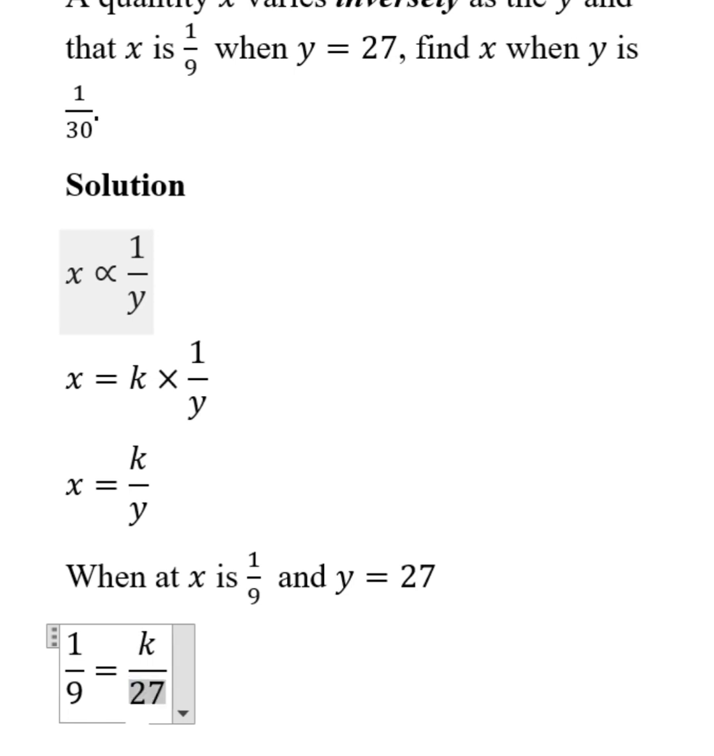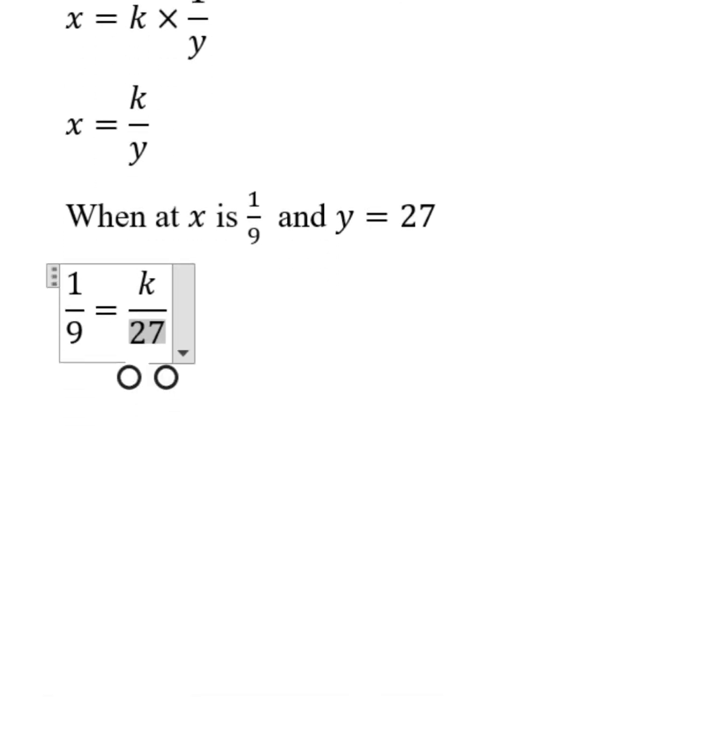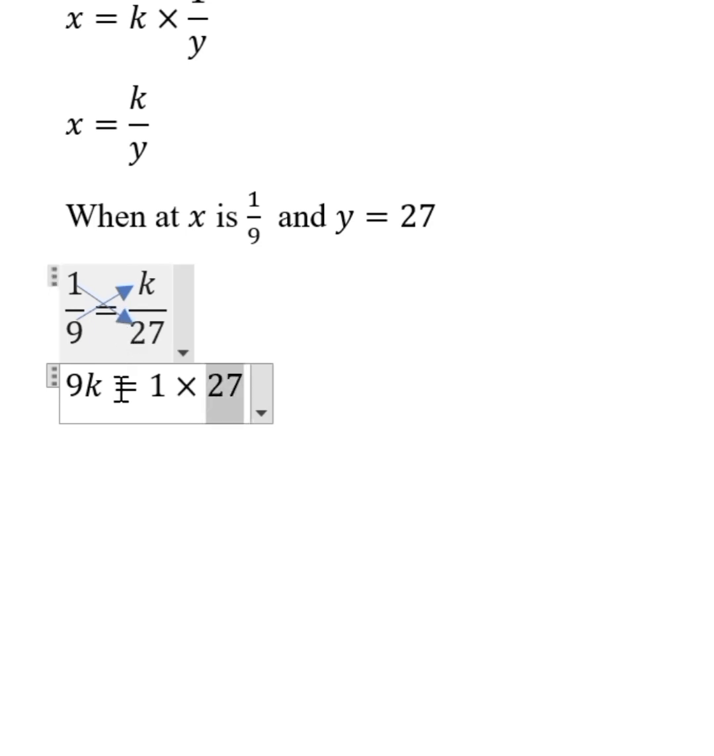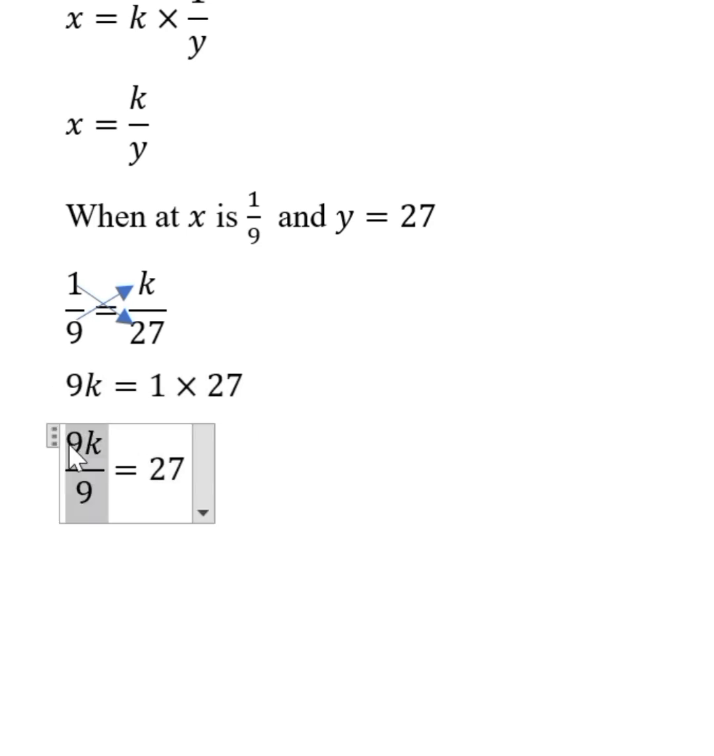The next thing now is to cross multiply, because we want to get k. For us to get k, we cross multiply. If we cross multiply, we shall have 9 times k giving us 9k is equal to 1 times 27. So 9k is equal to 27. We want k, so we divide both sides by 9. And when we do that, you will get your k being equal to 3, because this cancels here 3 times.